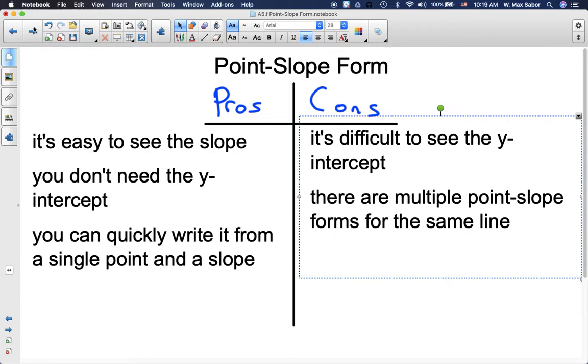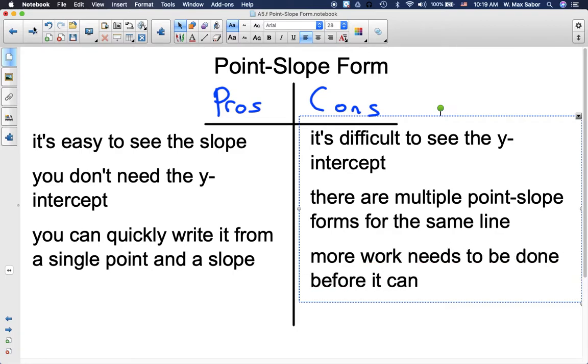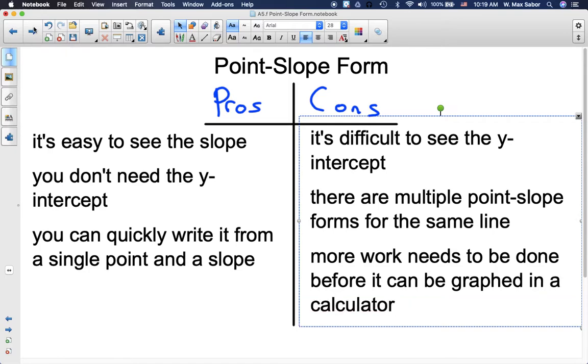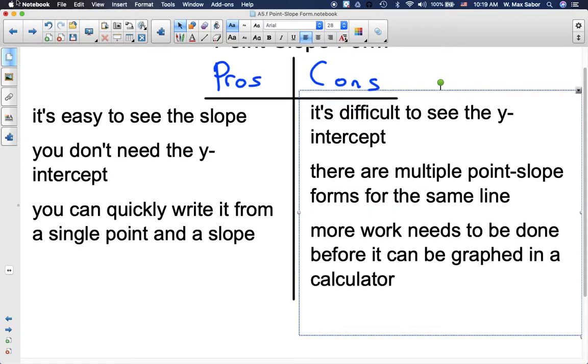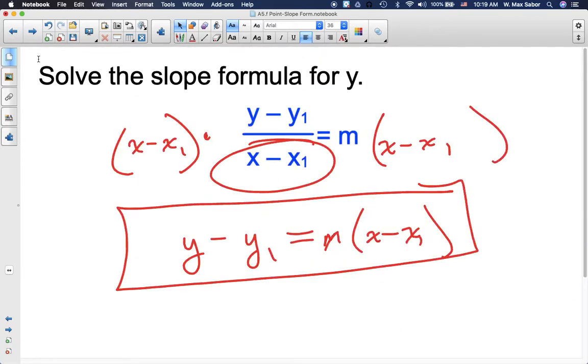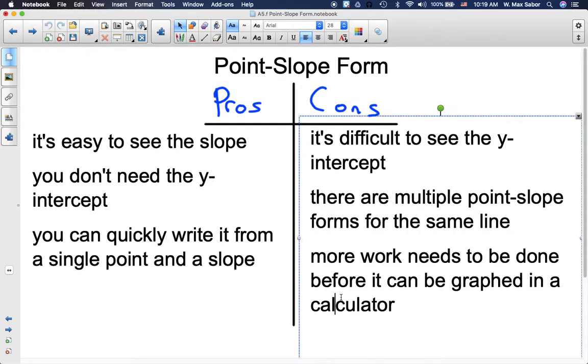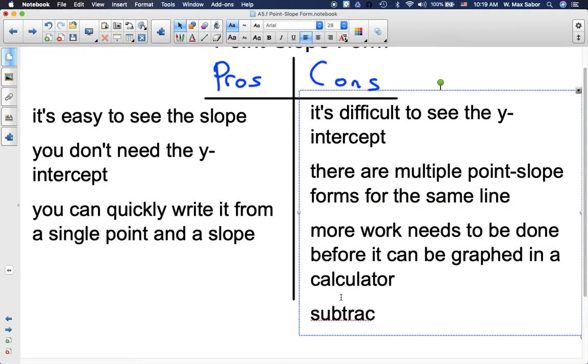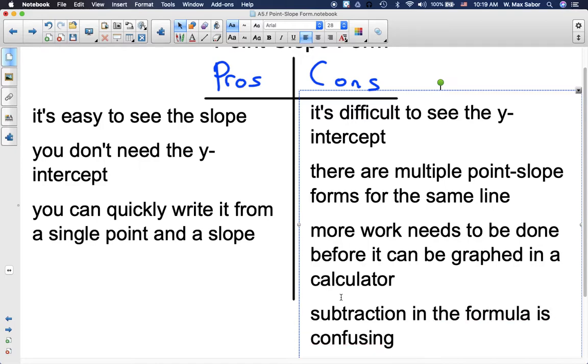Oh yes, there's one more, which is more work needs to be done before it can be graphed in a calculator. You need to get y by itself, and there's technically one more step to do. The last thing that I identify as difficult is the subtraction signs in the formula confuse people. The subtraction in the formula is confusing to some.